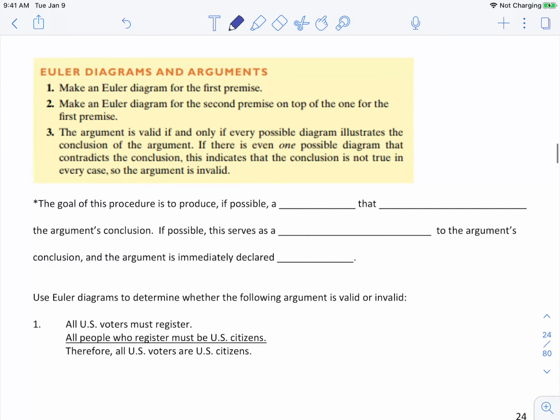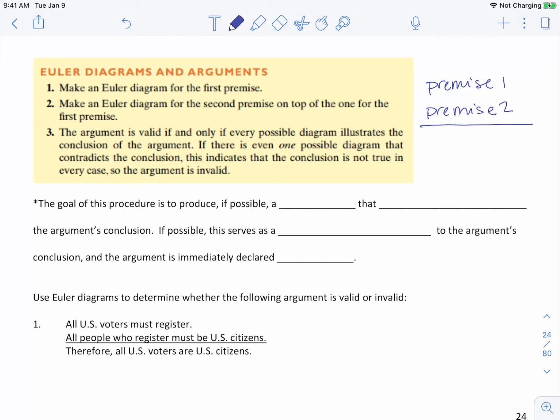Euler diagrams and arguments. Make an Euler diagram for the first premise, then you make an Euler diagram for the second premise on top of the one for the first premise. So what this looks like is we're going to have our premise 1, then our premise 2. Then we're going to determine if the argument is valid if and only if every possible diagram illustrates the conclusion of the argument. If there is even one possible diagram that contradicts the conclusion, this indicates the conclusion is not true in every case, so the argument is invalid.